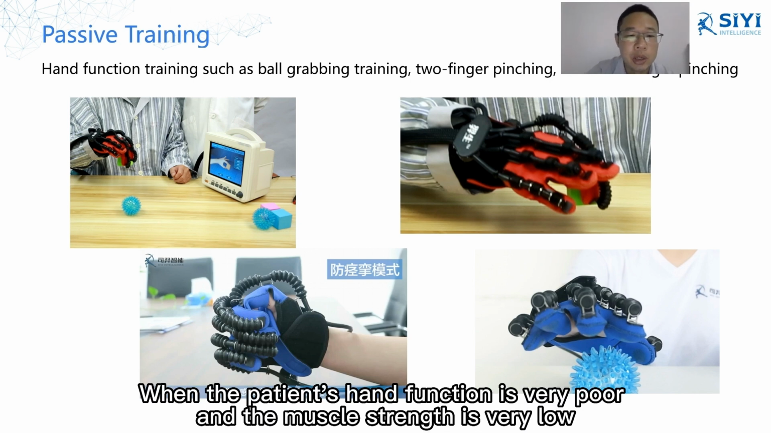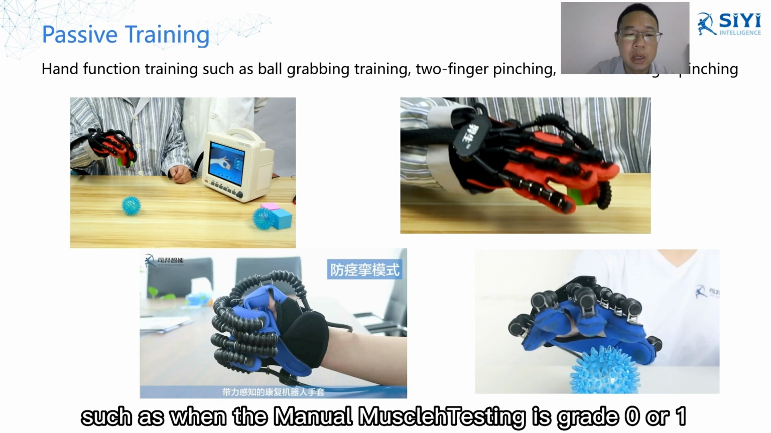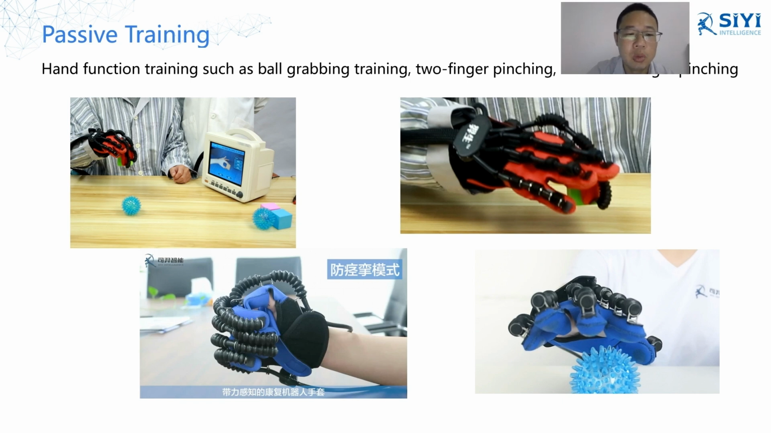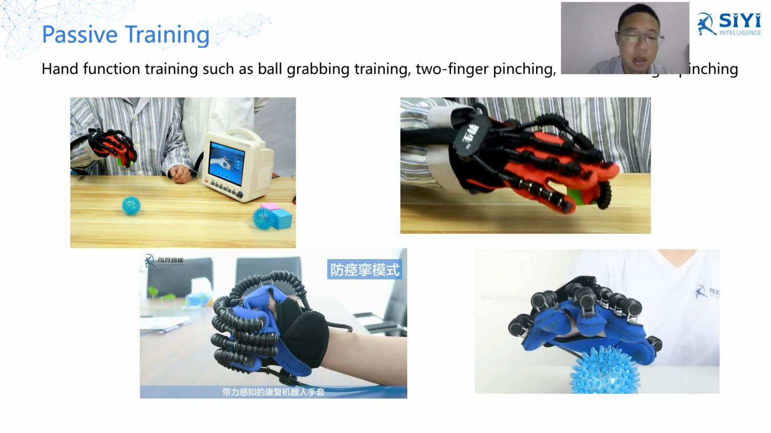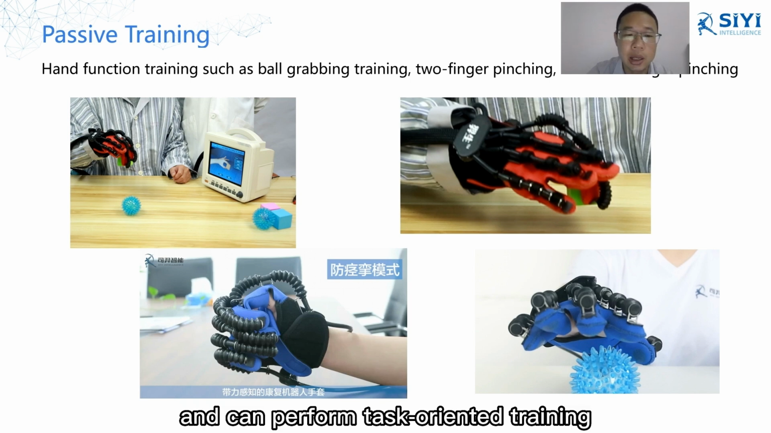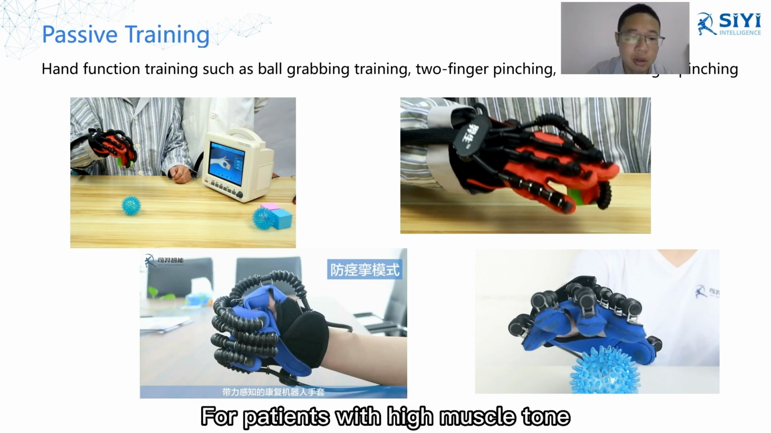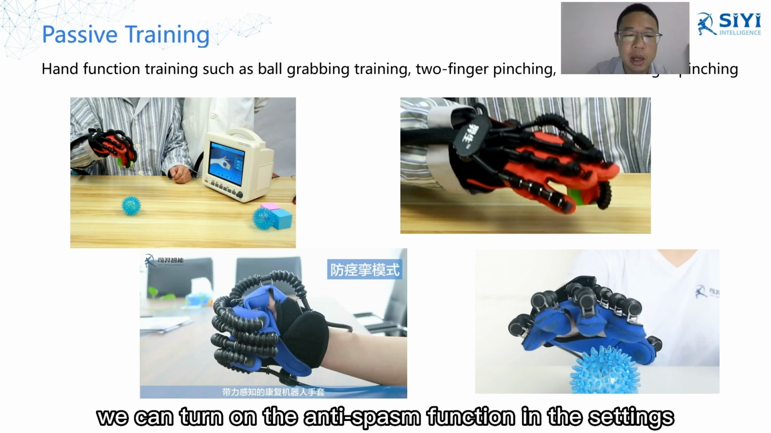So, when the patient's hand function is very poor and the muscle strength is very low, such as when the muscle testing is grade 0 or grade 1, we can use the passive mode. In passive mode, we can adjust the time of hand grasping and extension, and can perform task-oriented training. For patients with high muscle tone, we can turn on the antispasm function in the settings.